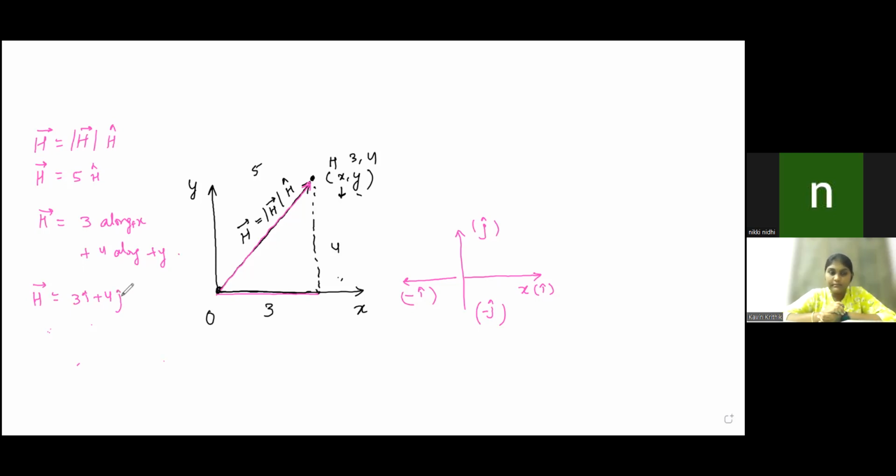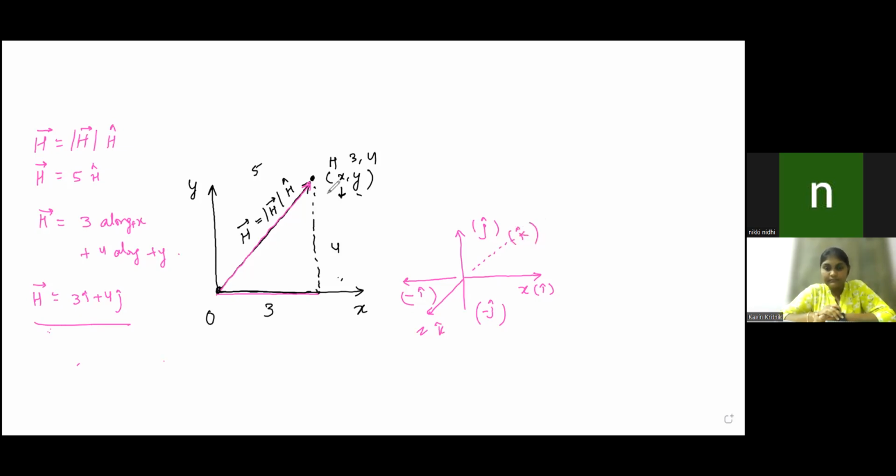Yes, sir. Now this type of form is called a coordinate form, because now you have written it in terms of coordinates. Understood? There could also be Z. So 3 I cap plus 4 J cap plus 5 K cap or something like that. So along positive Z, we put it as K cap, and along negative Z, we put it as minus K cap.